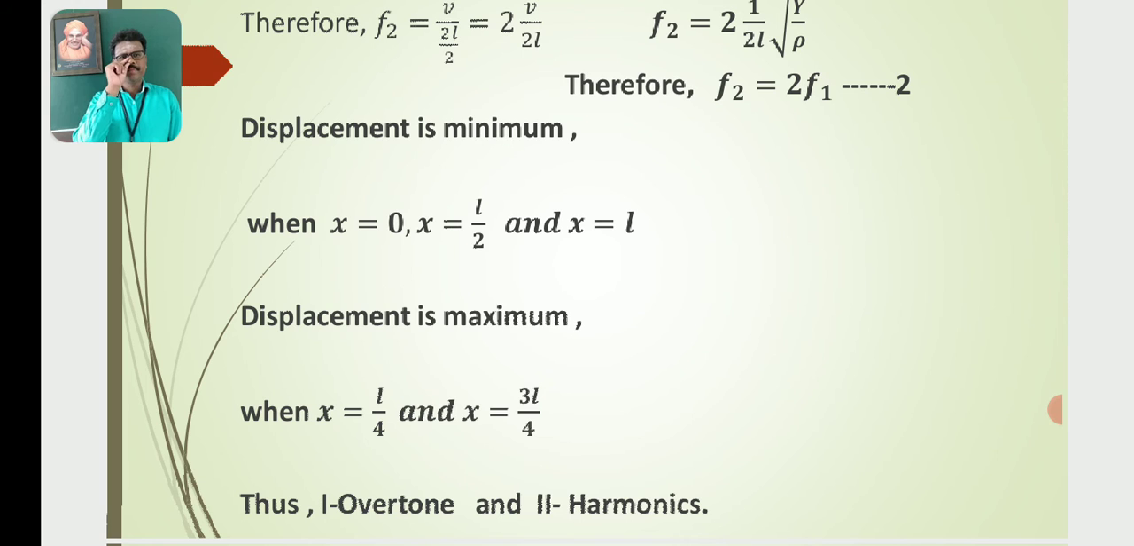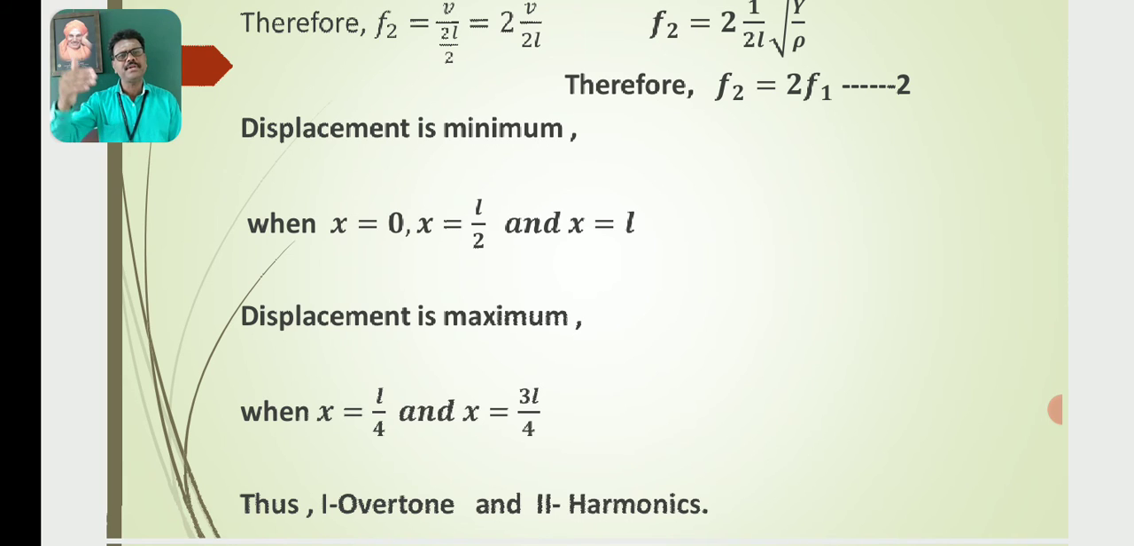So therefore, F2 is equal to V by 2L by 2, which is equal to 2 into V by 2L, where V is equal to root of Y by rho. Then F2 is equal to 2 into 1 by 2L into root of Y by rho, where L is the length of the rod, Y is Young's modulus of the material of the rod, rho is the density of the material of the rod.